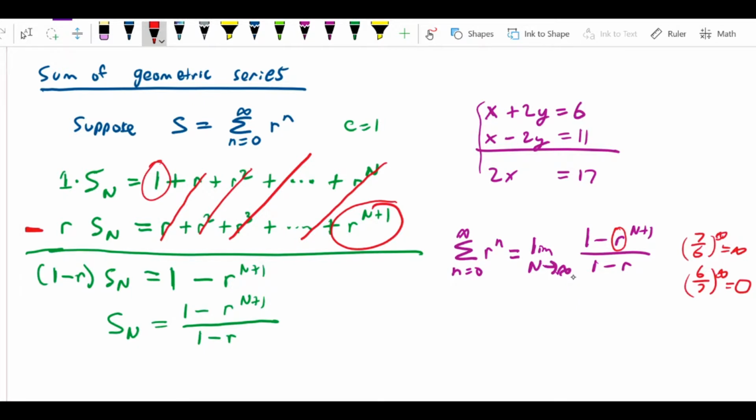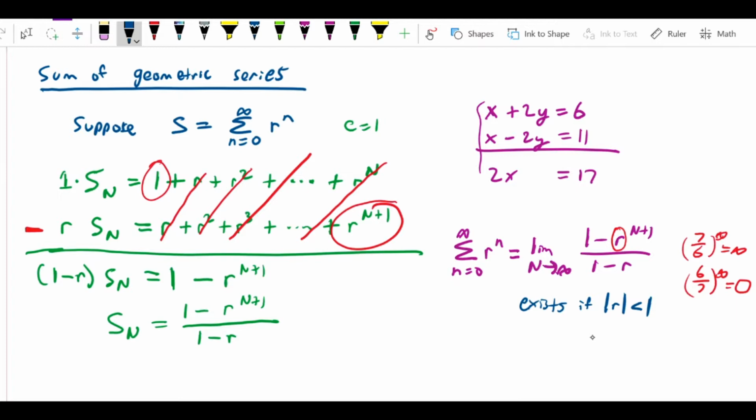And if it's -1, I don't have division by 0, but what I do have is oscillation. In other words, if I take 1 minus (-1) to the n plus 1, I'm going to keep either adding or subtracting 1 from 1, which means it's just going to oscillate between 2 and 0. So that doesn't approach a limit. So the point is that this limit exists as long as the absolute value of r is less than 1. In other words, as long as r is between -1 and 1, exclusive of its endpoints.